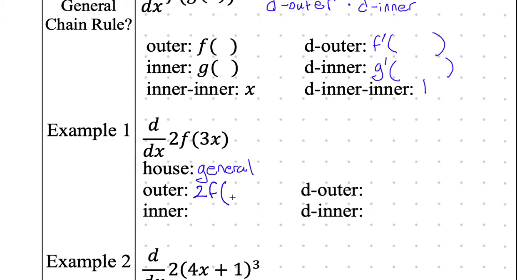2, just f of blank. We're going to take the derivative in a sec. What is the inner? Quiet raised hand. Gio: 3x.